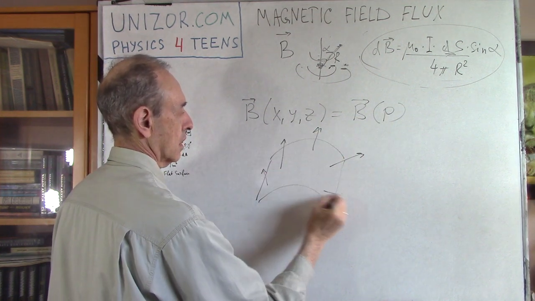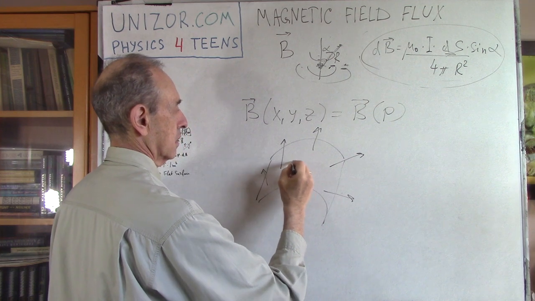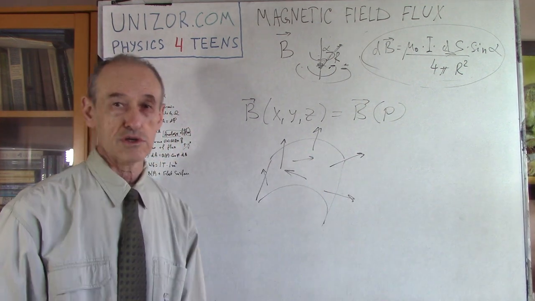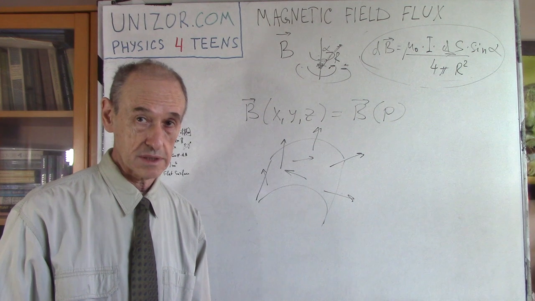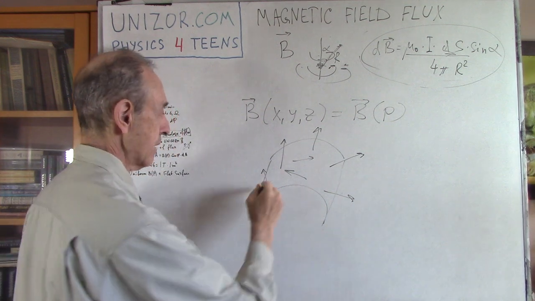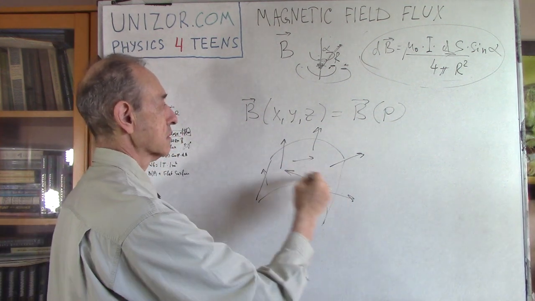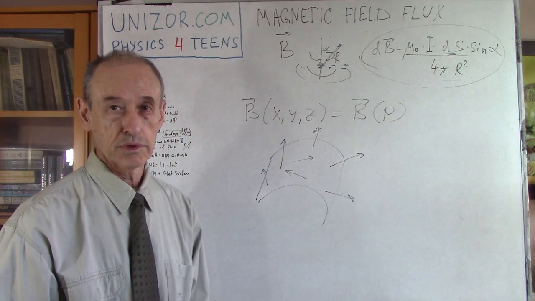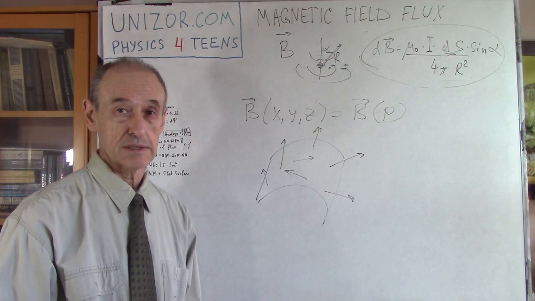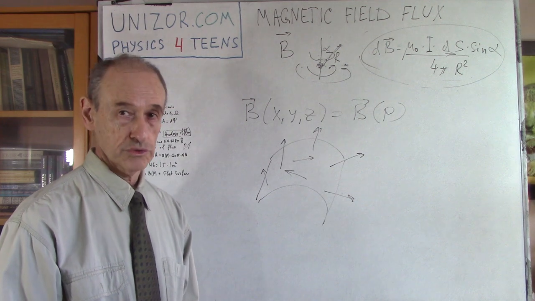And we are... I would like to draw it in all different directions because I don't know what kind of a source of magnetic field it is. But anyway, for every point here, I have a certain value of magnetic field intensity. So what do I do next?